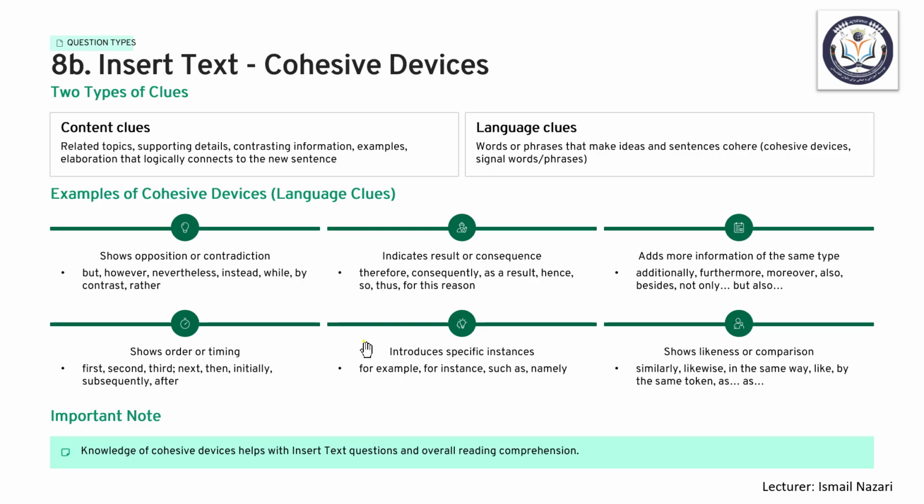So simply, knowledge of cohesive devices will help you with the insert text question and overall reading comprehension. Because when you find the relationship between ideas, you can easily guess the main topic and easily find the right logical location where you want to insert the sentence. Okay, so important and very, very useful.